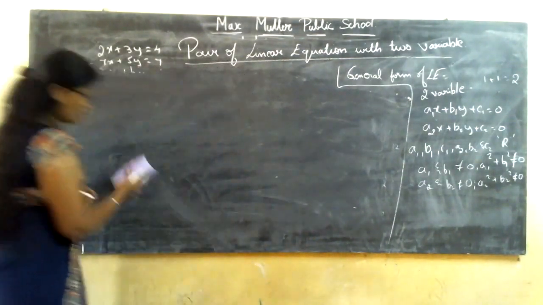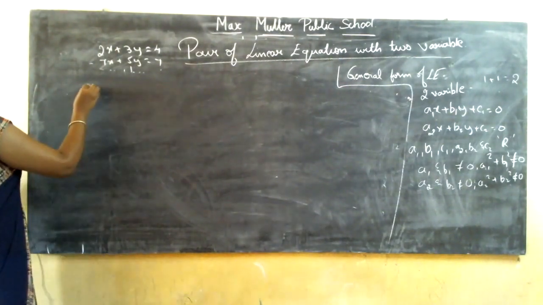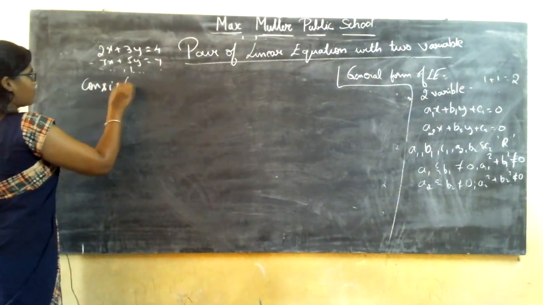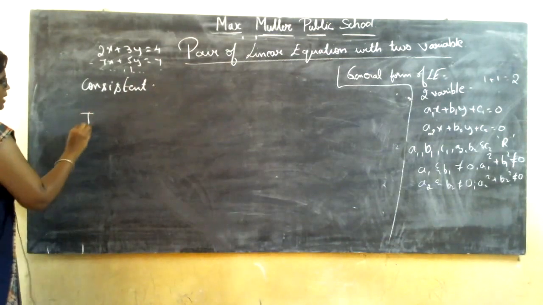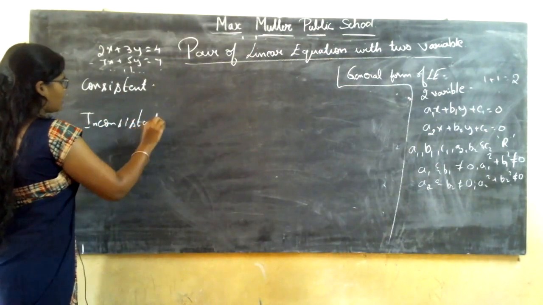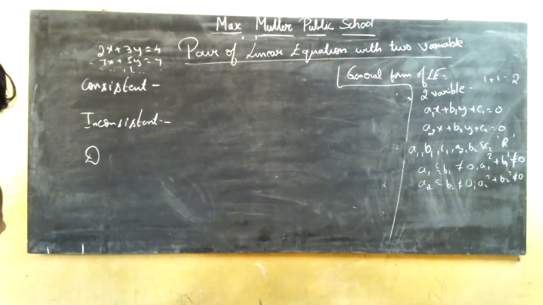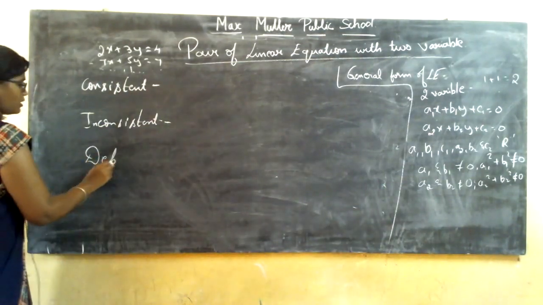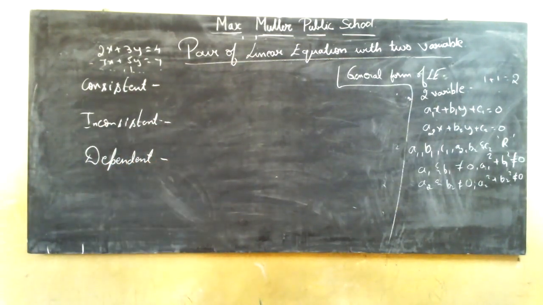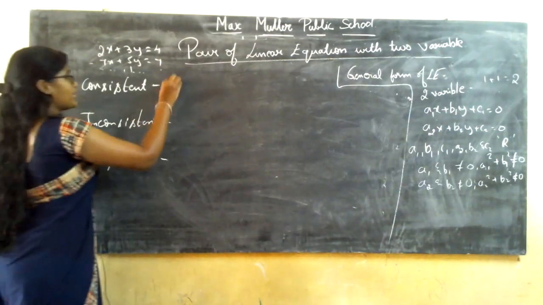Before going to the graphical method, there are two important points to be learned. One is consistent, inconsistent, and distinct or dependent. It's not distinct, it's dependent. This is the consistent. How are you going to say it as consistent? If you get a solution.